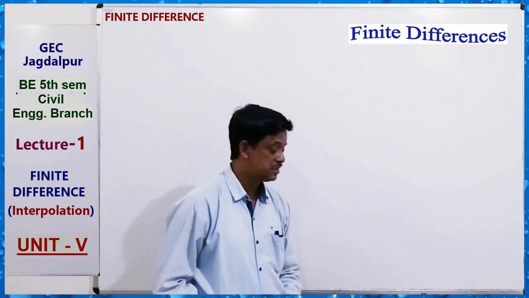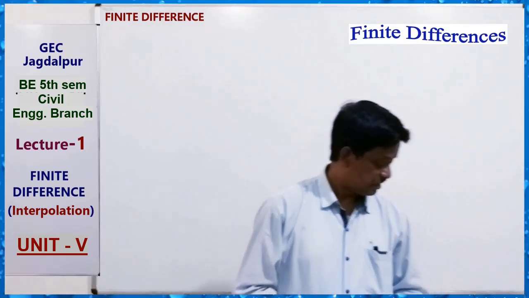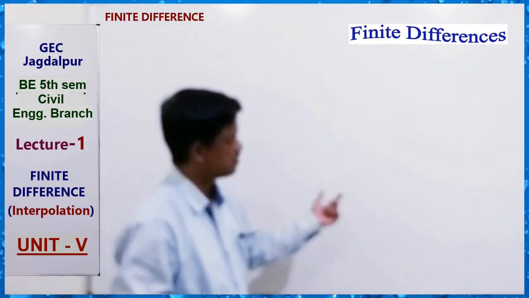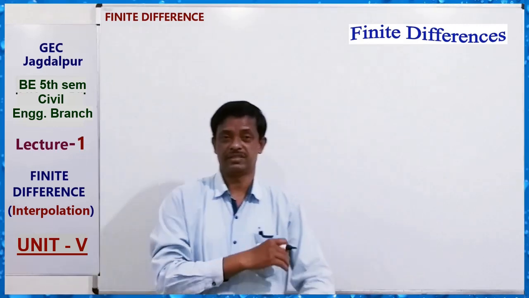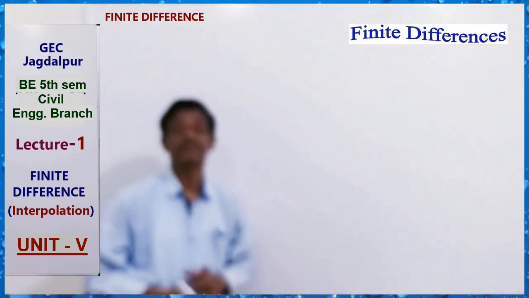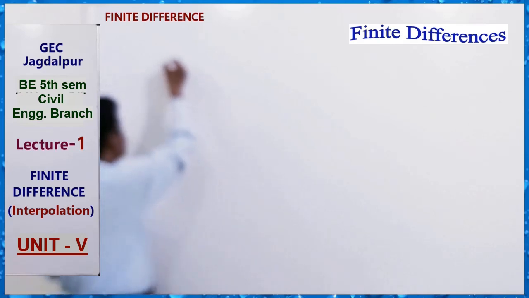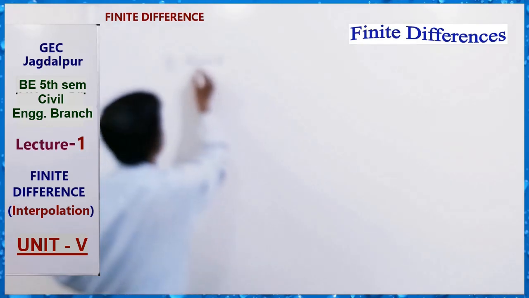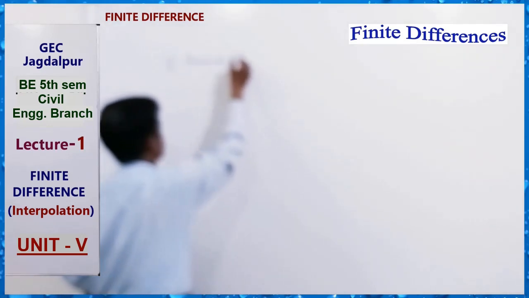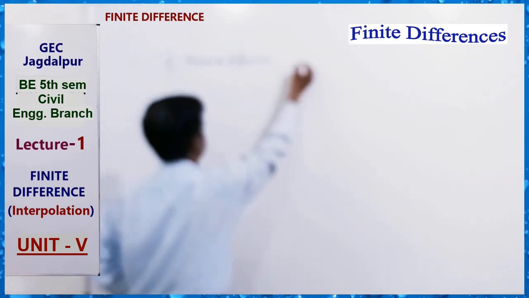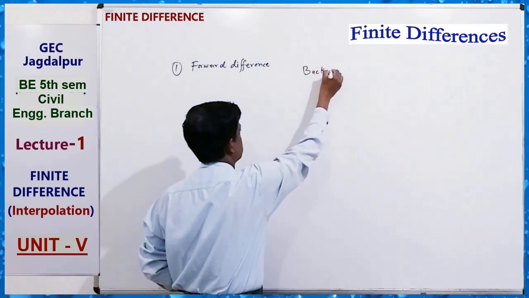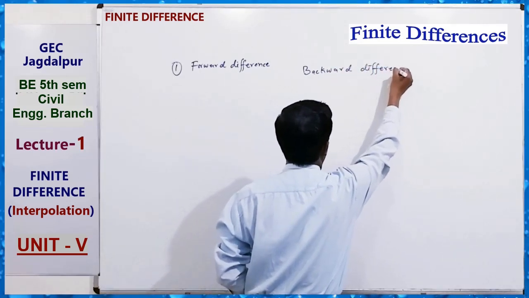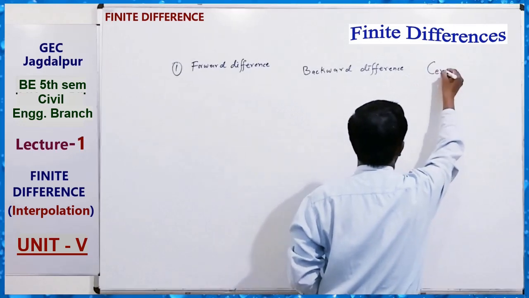Okay, so difference, finite difference. Clear? Just like derivatives in differential calculus, here also we use the difference of a function for finding values of functions. So first is forward difference. Second, backward difference. And central difference.